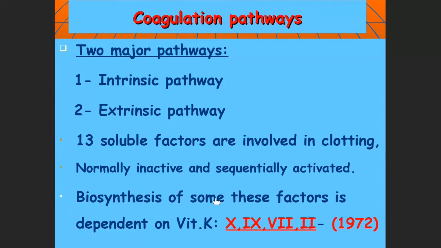The biosynthesis of some of these factors needs vitamin K. So some coagulation factors are vitamin K dependent, and these are factor 10, factor 9, factor 7, and factor 2. You can remember them by the abbreviation 1972, where 1 is factor 10, not factor 1. These four factors need vitamin K to be active. If there is vitamin K deficiency, then these four factors will be defective and you will end with abnormal bleeding.